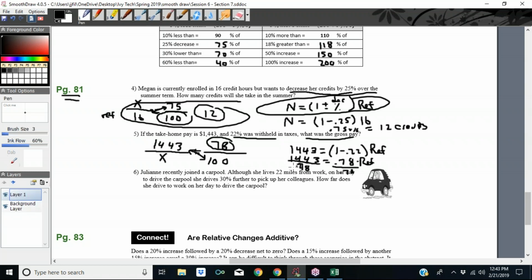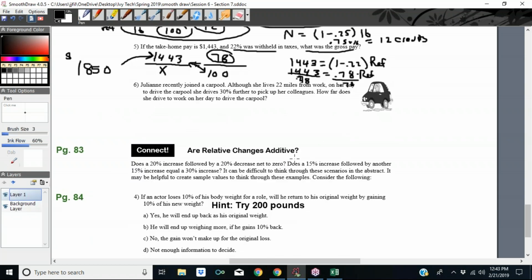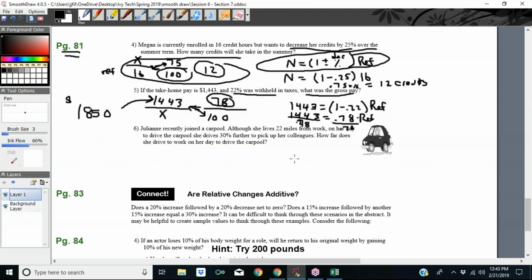And the whole thing here is, you know that you should be getting a number that's larger than 1443, and it is 1850. I see that some of you have that in there. You should know that the gross pay is larger than the take-home pay. And so it's 1850 compared to the 1443. Okay, so if you got a number lower than 1443, then you know you did something wrong. All right, so last one I'm going to do with you, the next ones you're going to do on your own and in a group.